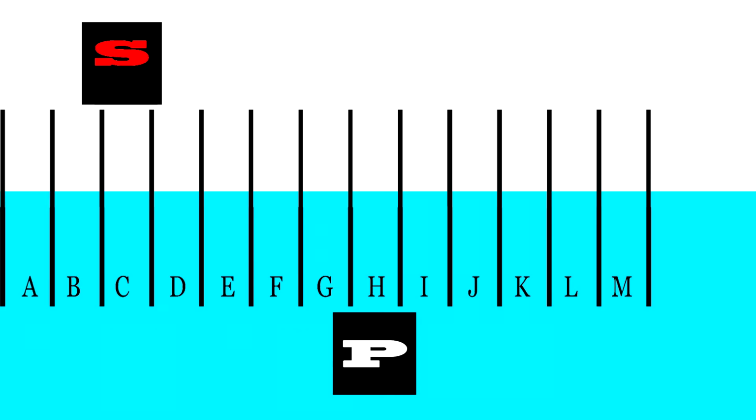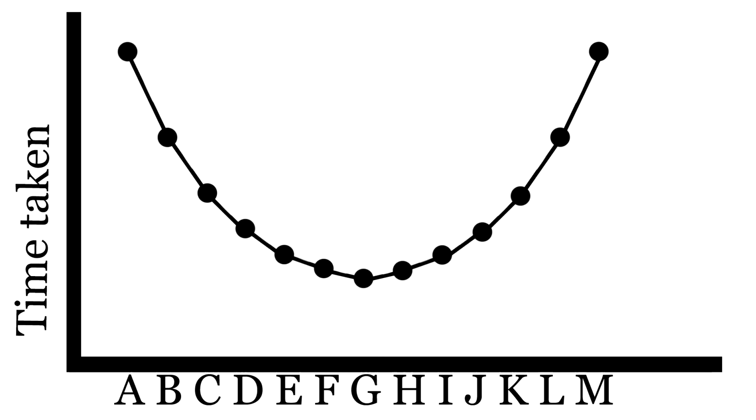Here's the setup. S is the source, P is the photomultiplier. White is air, blue is water. We separate into strips, make a graph. It looks very similar to the graph we made earlier. Almost like I copied it, so I wouldn't have to make two of them. Remember, light travels slower in water than it does in air.